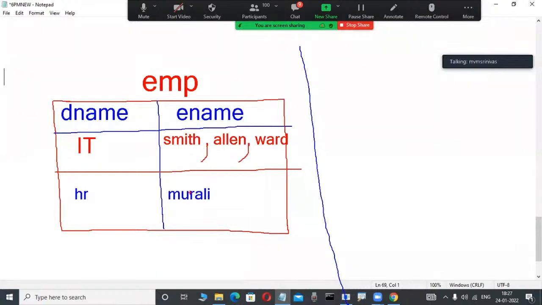There is no multiple value separated with comma. For example, here is the problem. Smith, Allen, Ward are represented in the format of comma. It won't work. This cell is not working. Why? Because data is represented in each cell, so now only a single value is allowed. That is a rule on the relational data model product side.